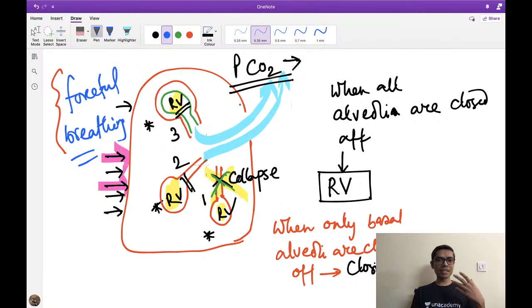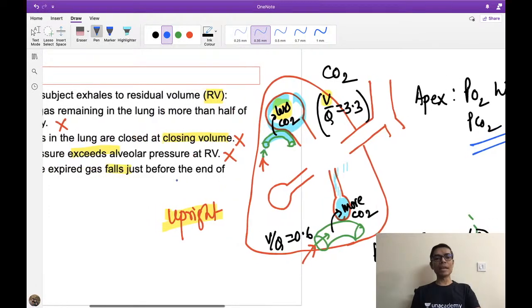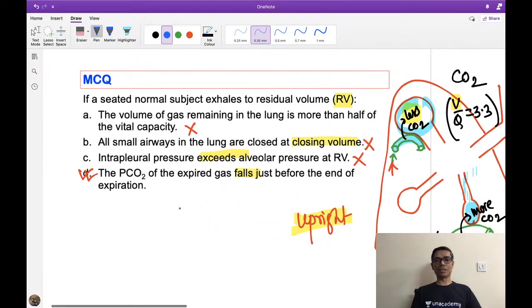The carbon dioxide tension of this apical air which is coming, is that less or more than the other? That will be very low, because we have already discussed that the apical alveoli means PCO2 is very low. Now look back at the question, a very difficult question. The PCO2 of the expired gas falls just before the end of expiration.